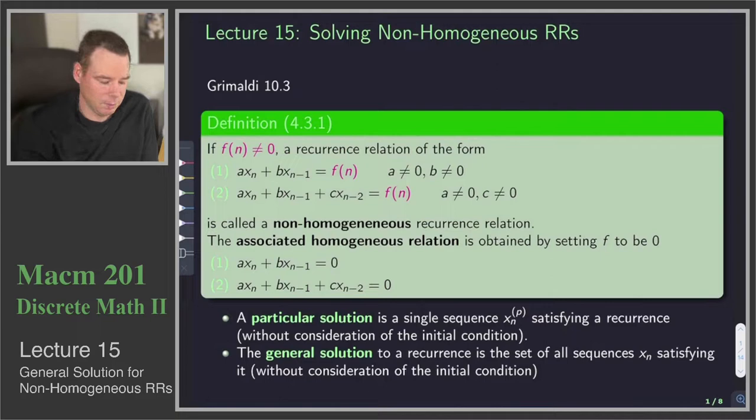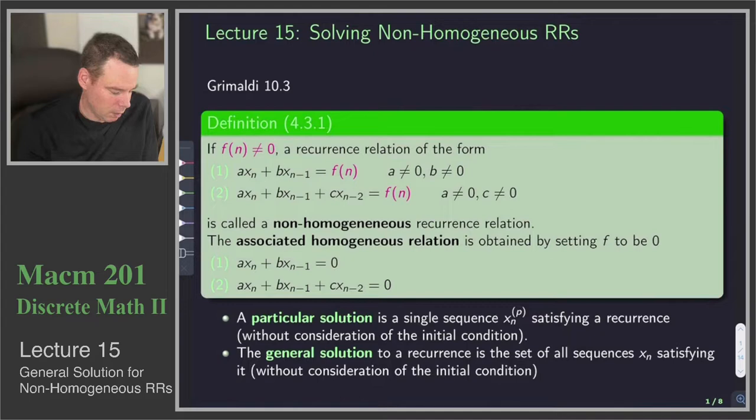So just a reminder that the equations we're looking at are equations of this form. For example, this is a first order recurrence relation, which is linear and with constant coefficients. This is our second order recurrence relation. And now we're focused on the situation where we've got this term f of n, so this function of n, which is not zero. So this is the non-homogeneous case.